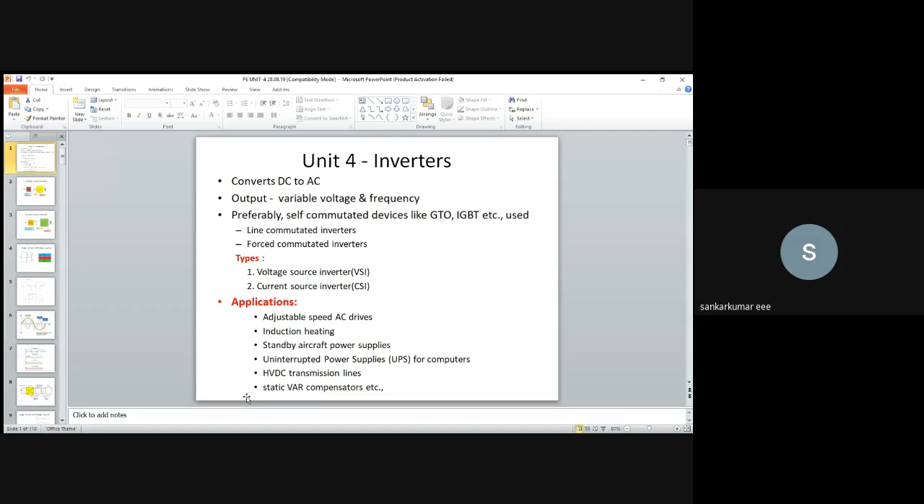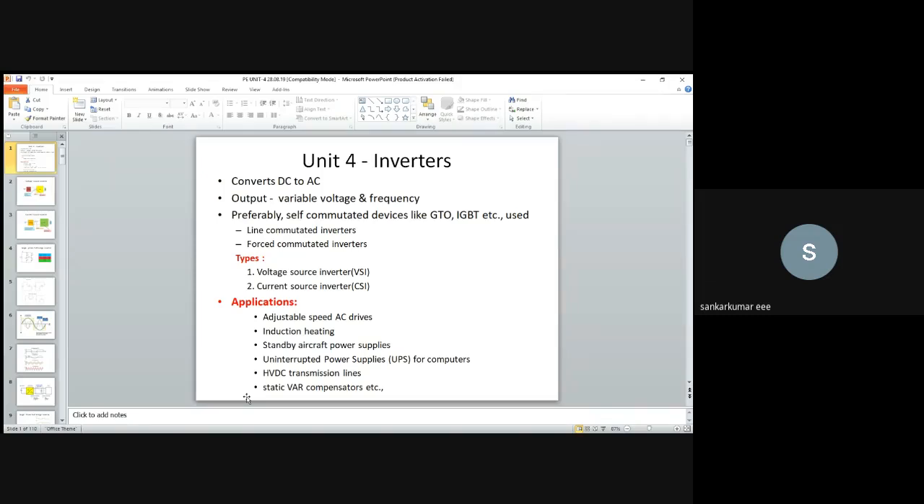And the normal inverters will be line commutated inverters and source commutated inverters. The line commutated inverter is a classification of the phase control rectifiers that we have studied in the second unit. If we increase the firing angle above alpha equal to 90 degrees, it will act as a line commutated inverter. So that will not be a practical inverter. If the firing angle is greater than 90 degrees, it will act as an inverter. So that is called a line commutated inverter.